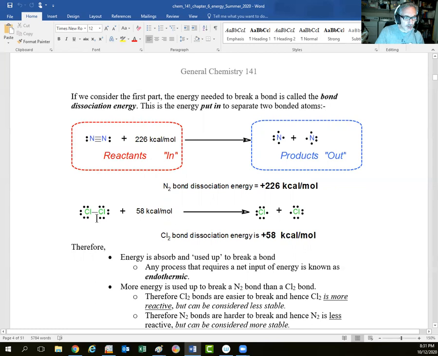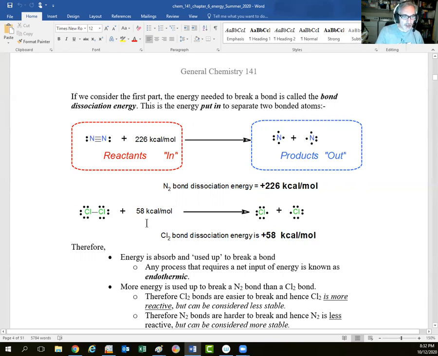If we compare that to chlorine, the dissociation energy of chlorine molecules is just 58,000 calories per mole. That's almost a quarter of the energy we saw for nitrogen molecules. So it gives us a couple of ideas that we can express now. The chlorine, taking much less energy, can be described as being more reactive than nitrogen because it takes less effort to break its bond and get a reaction.